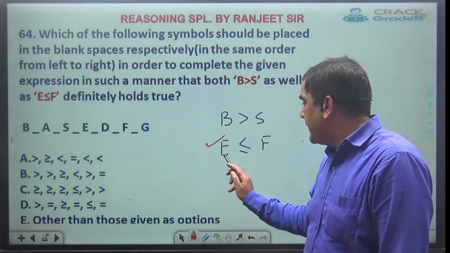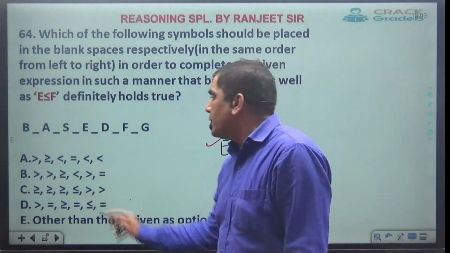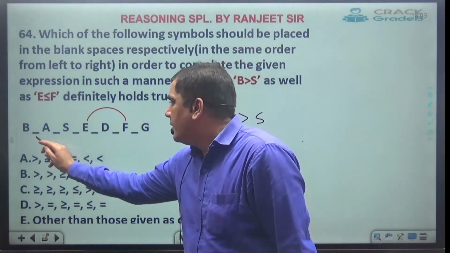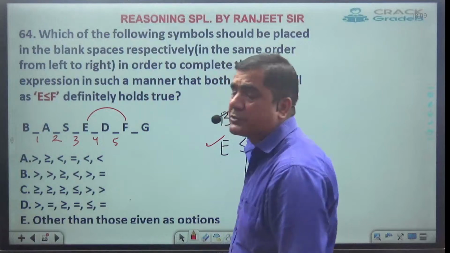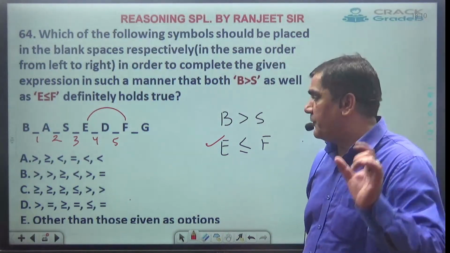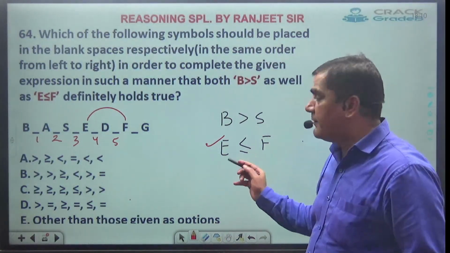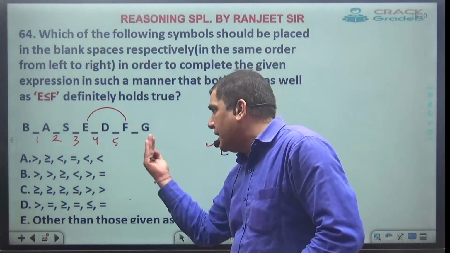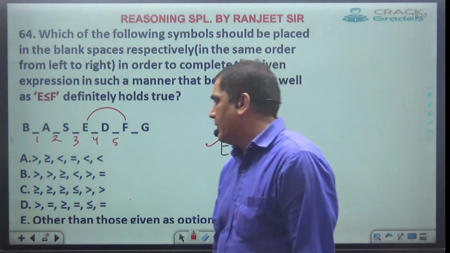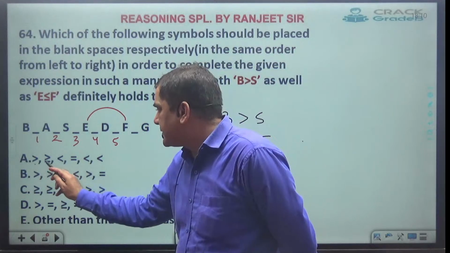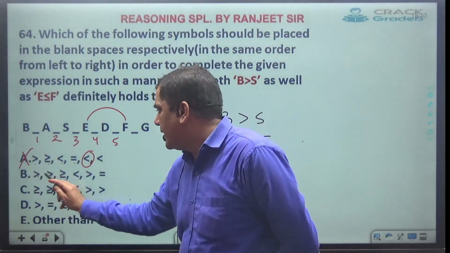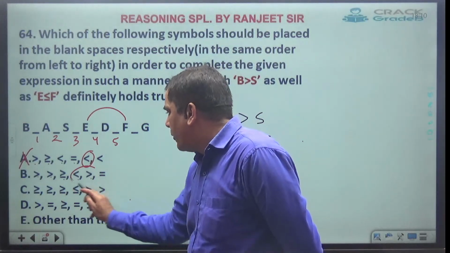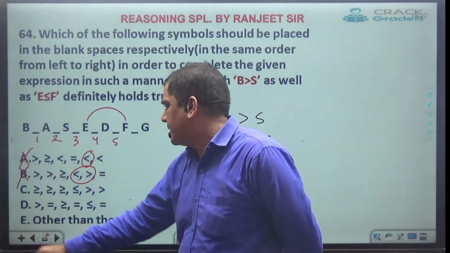The condition says E and F must have equal to. So E and F must have equal to means what? First, second, third, fourth and fifth: fourth and fifth must have equal to sign in between them, and faces must be towards F. Let's see fourth and fifth. Equal to is missing, can't be the answer. Both the faces have come, can't be the answer.